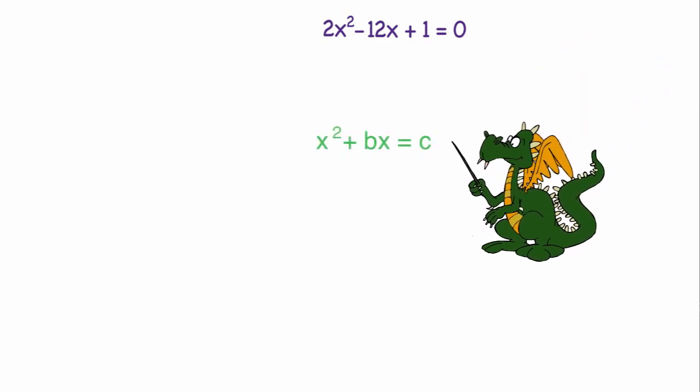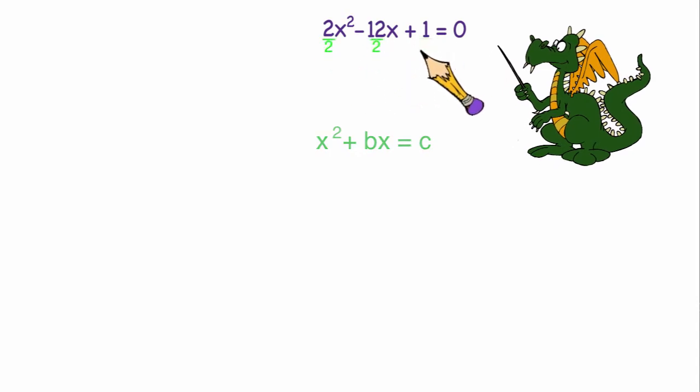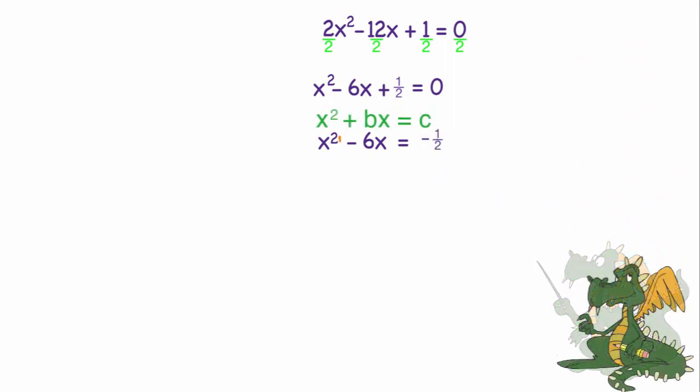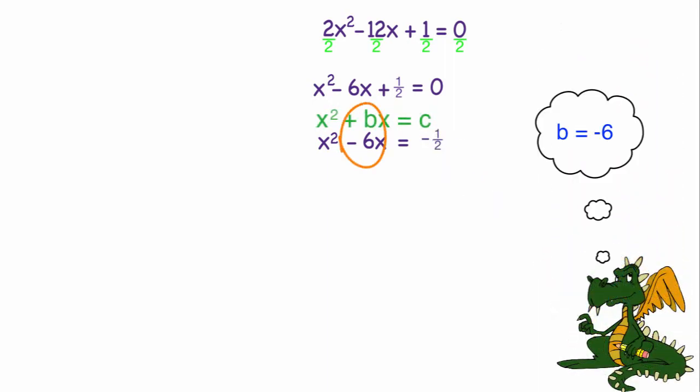Now let's look at a problem that's a little more complicated. 2 times x squared minus 12x plus 1 is equal to 0. To get this in our general form of x squared plus bx equals c, we need to divide every term by 2. And that would give us x squared minus 6x plus 1/2 is equal to 0. And then we need to move the 1/2 to the right side of the equation by subtracting it from both sides, giving us x squared minus 6x equals negative 1/2.